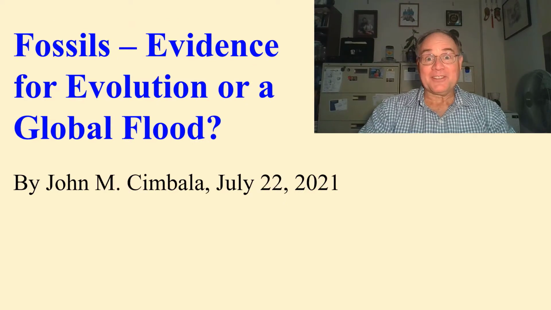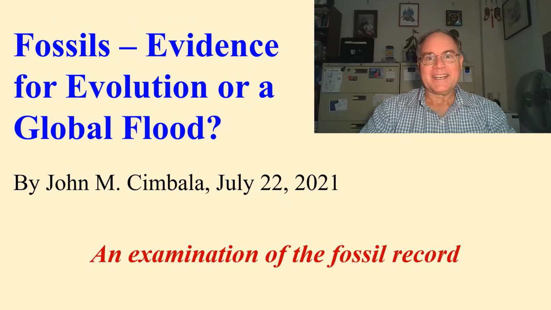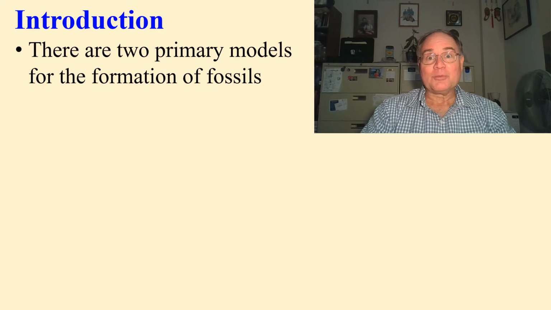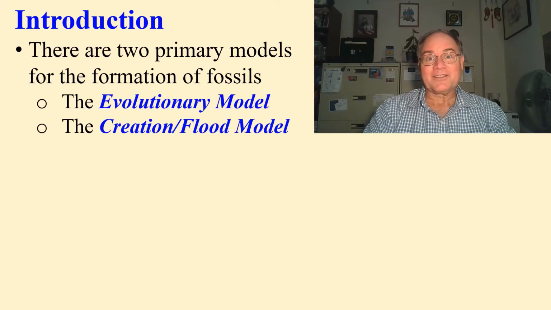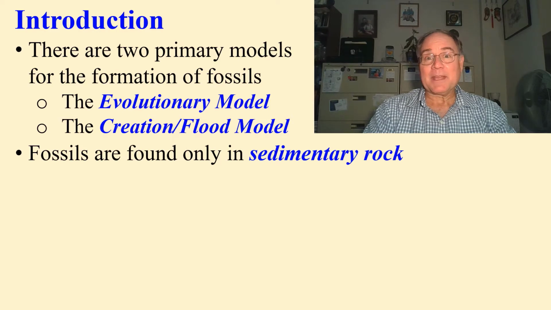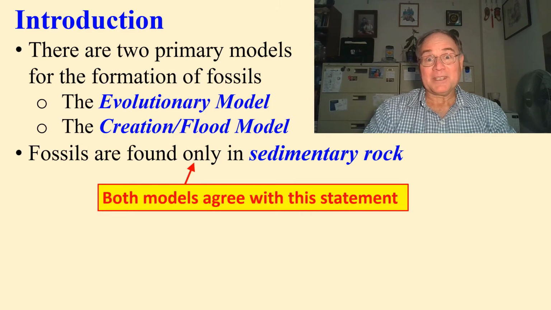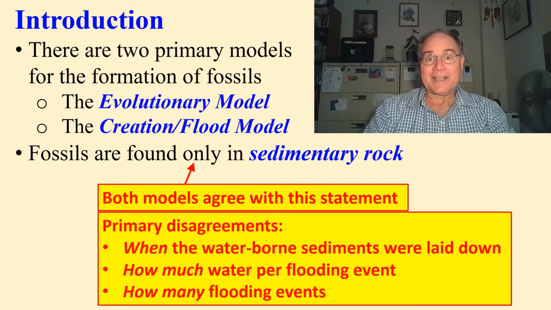Fossils: evidence for evolution or a global flood. An examination of the fossil record. There are two primary models for the formation of fossils, the Evolutionary Model and the Creation+flood model. Fossils are found only in sedimentary rock. Both models agree with this statement. They disagree on when the sediments were laid down, how much water per event, and how many flooding events.